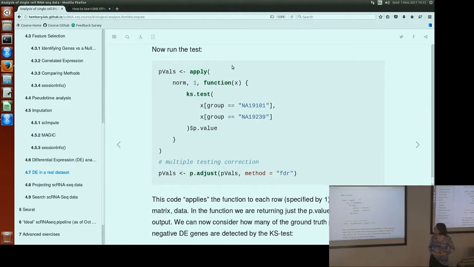And it's just a basic built-in function for R, so we can easily apply this test using the apply function. So here, norm is our normalized expression matrix. 1 indicates that we want to run this over each of the rows. And we just run the KS test with the group for group 1 as one individual and the other group for the other individual. And then take the p-value from that test. And we, of course, need to adjust for multiple testing because we're testing all 10,000 genes.